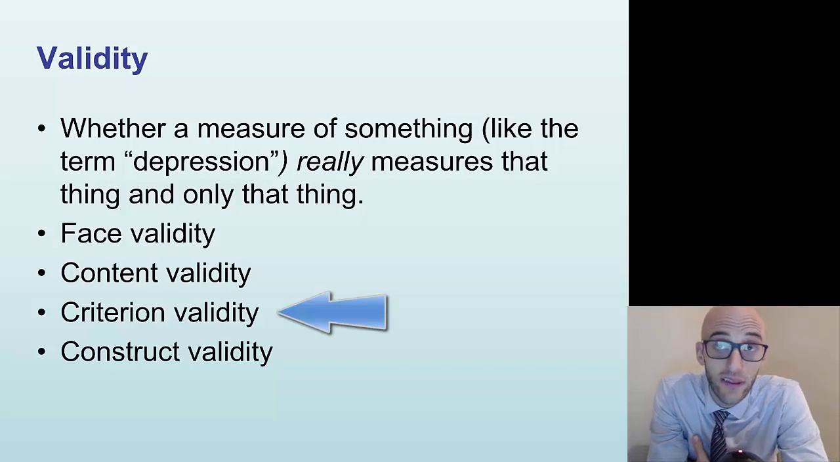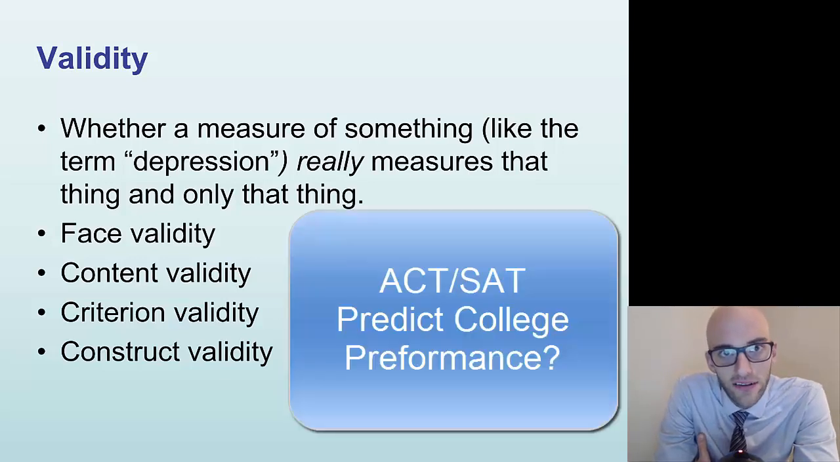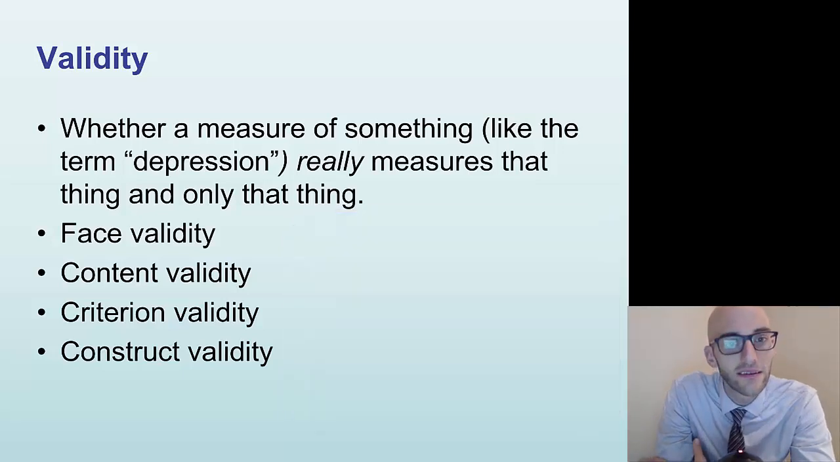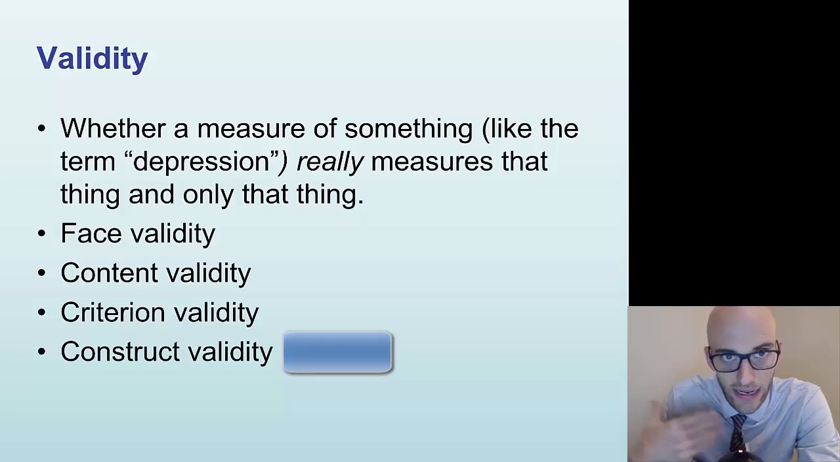Criterion validity often has to do with the measure's predictive traits. So often you think about criteria of maybe student performance. So do the ACT and the SAT really have criterion validity? Can they really predict future performance? And construct validity is really whether or not the measurement is getting at the construct that we're hoping to measure, the underlying construct that we're trying to get at.